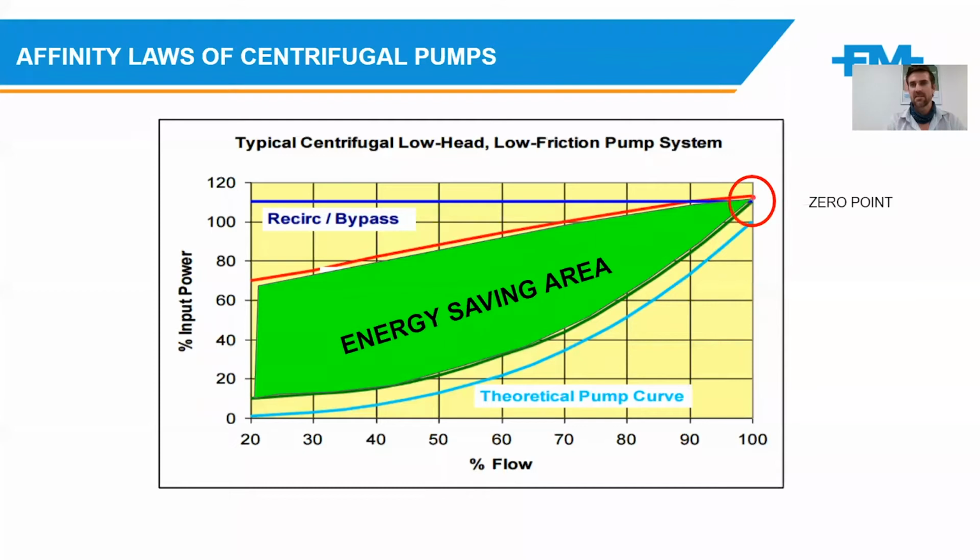So again, that's the point of highest efficiency of the pump. And at that point, your typical bypass and drive are met. But anything below that, you will save a fair bit of energy with a variable speed drive system.